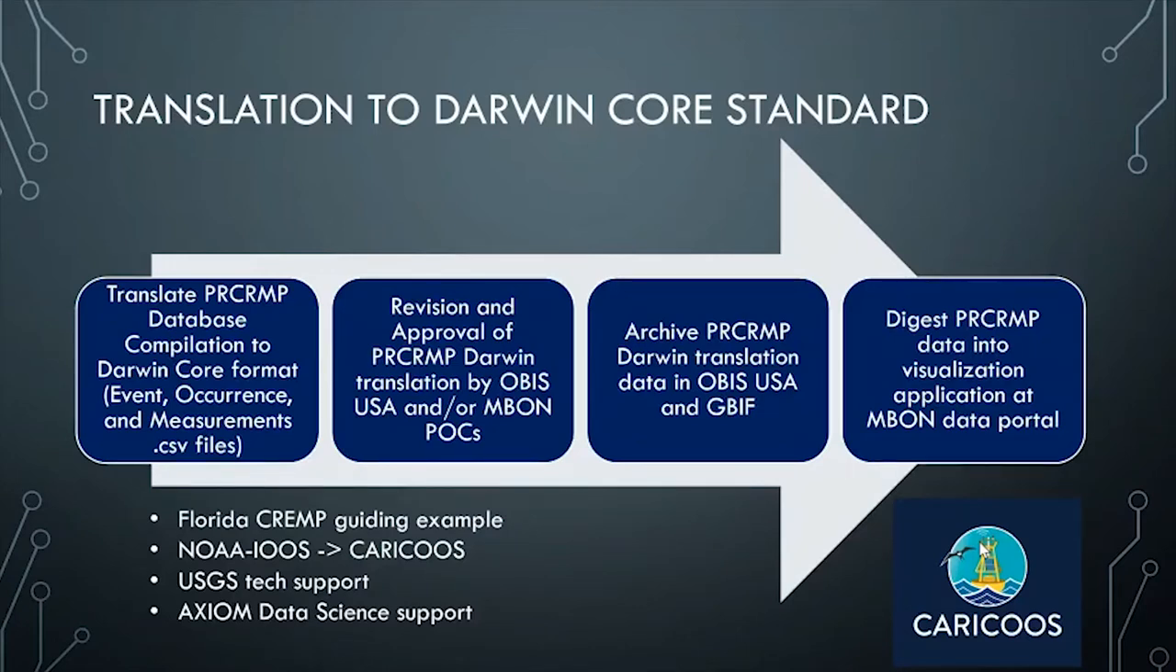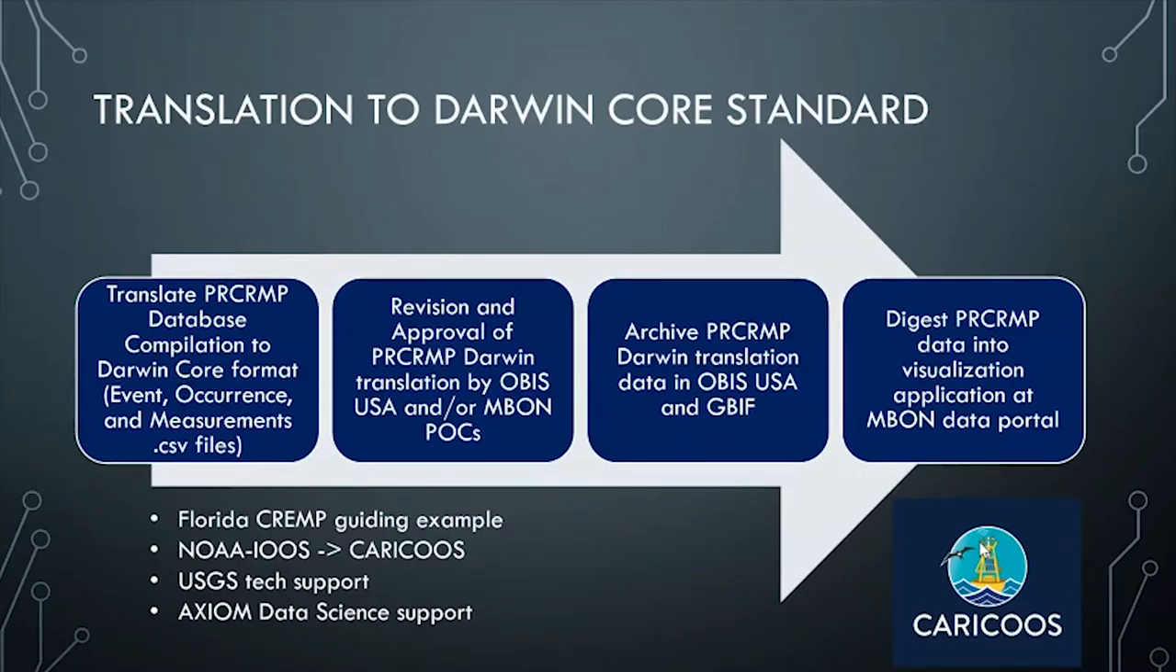And from there, once it's in OBIS, it can actually be fed into a data visualization application that is run in the MBON Data Portal. So it's kind of like first translate, then archive in OBIS, and then it can be pulled into data visualization applications like the MBON Data Portal. And I recently discovered that there's also an application being developed in Mexico called CIMAR, which is also pulling data from OBIS. So there's a benefit that if your data is in the OBIS archive following the Darwin Core standard, it can actually be pulled by different applications that are being developed on the web.